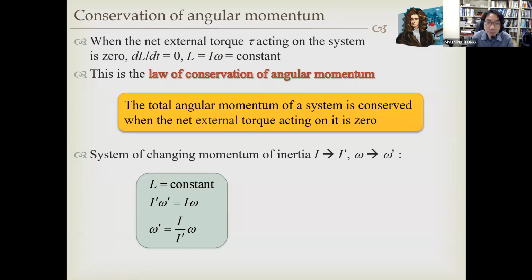Now, if you have a body with I changing to I prime and omega changing to omega prime, you have this quantity conserved: I prime omega prime equals I omega. And so you can find the new angular velocity in terms of the old angular velocity and the ratio of the old to the new moment of inertia. So you have omega prime equal to I over I prime times omega.